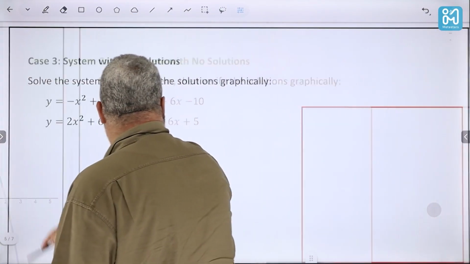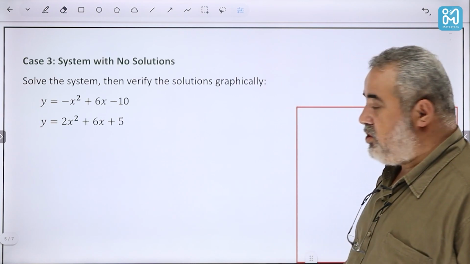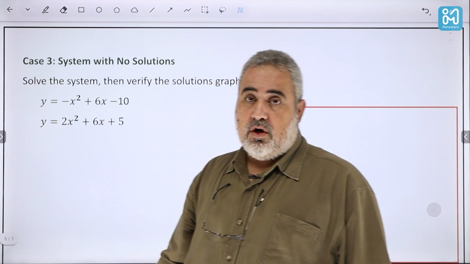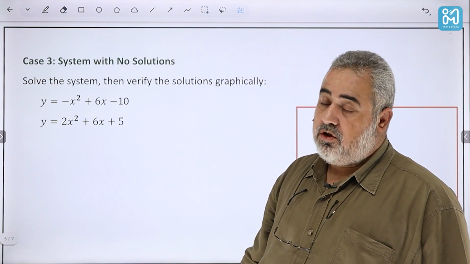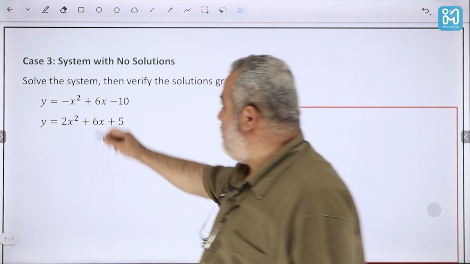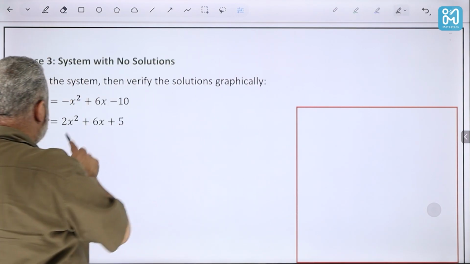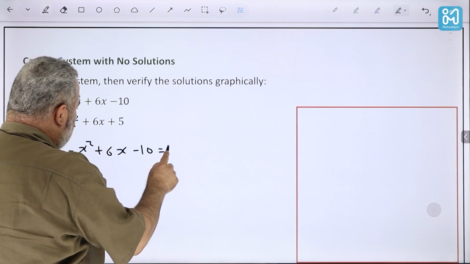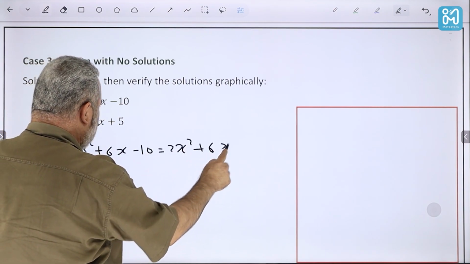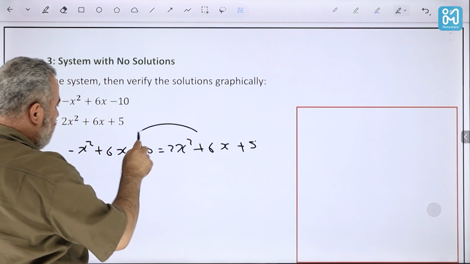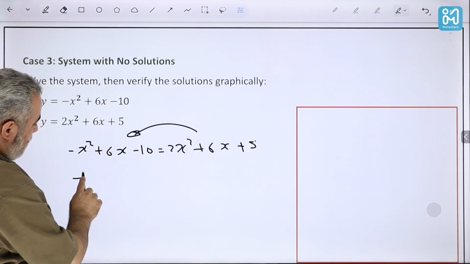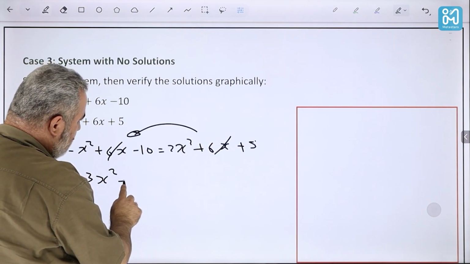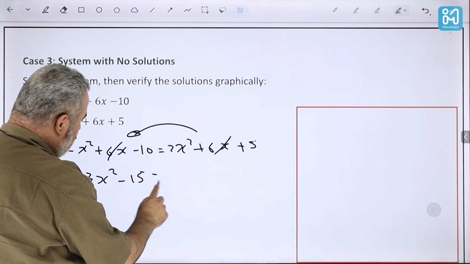Let's move on to the third system, which does not have a solution. It means when you combine the two equations together, you have an equation with no solutions, meaning it has a negative discriminant. So the same idea: negative x squared plus 6x minus 10 will equal 2x squared plus 6x plus 5. Move everything here. It will be negative 3x squared, 6x will go, minus 15 will equal 0.